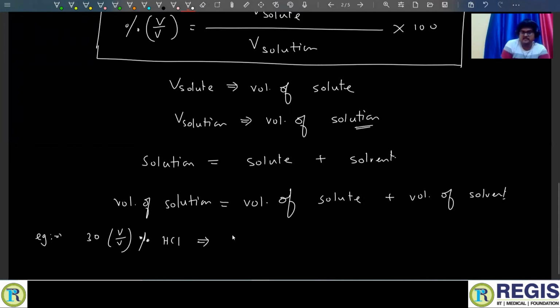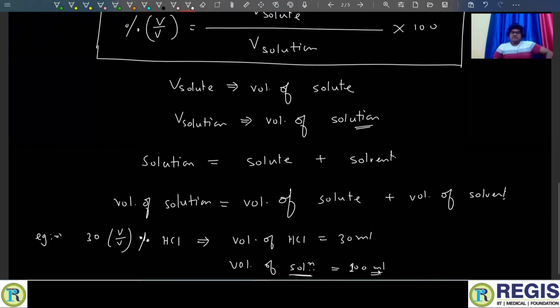What is the meaning of that? Volume of HCl which is 30 ml, you can write 30 liter also. Volume of solution, this represents solution, okay, which is 100 ml. Any doubt? Do you have any doubt? So this is about the first part. I am giving you one question. Try to solve it regarding this part.